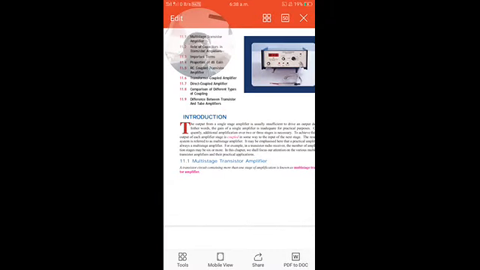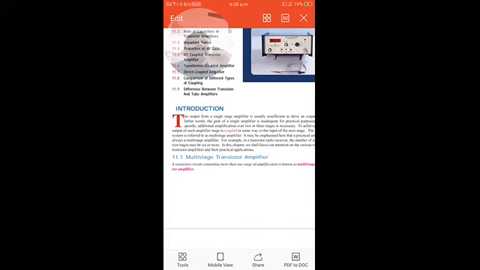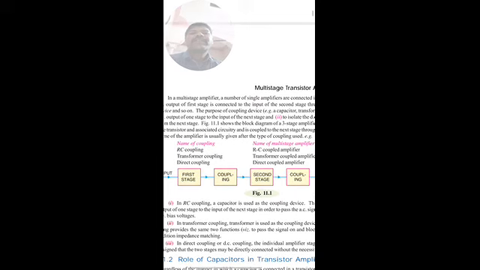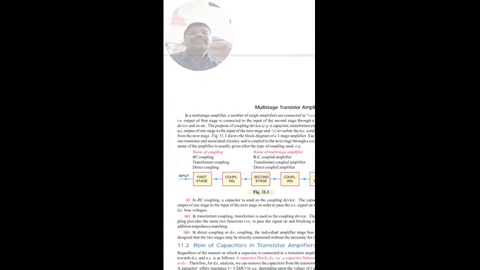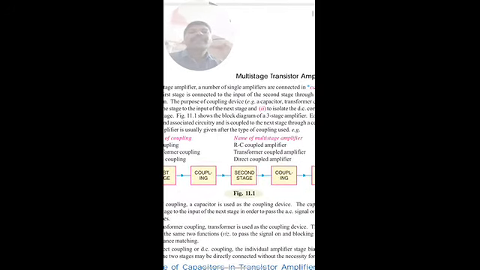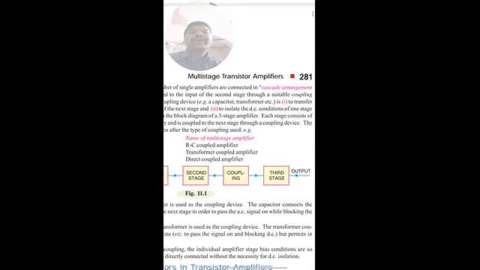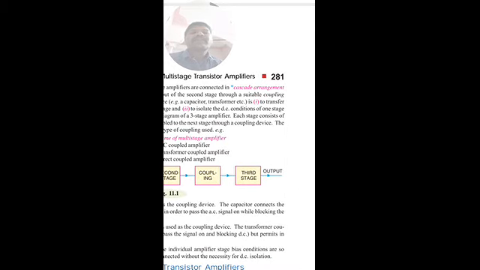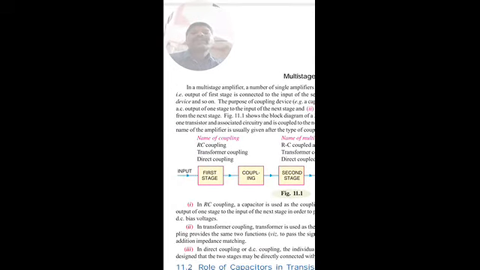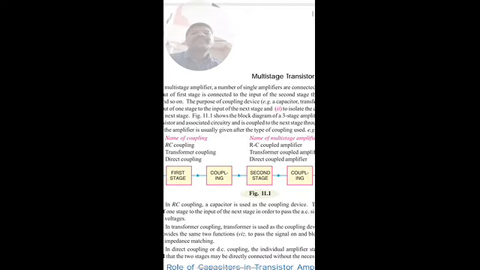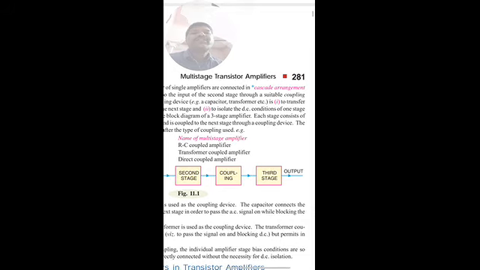A multi-stage amplifier is nothing but a transistor circuit containing more than one stage of amplification. It is designed such that the output of one stage is connected as the input of the next stage through coupling devices like capacitors or transformers. The purpose of the coupling devices is to transfer the AC output of one stage to the input of the next stage, and to isolate the DC conditions of one stage from the next stage.